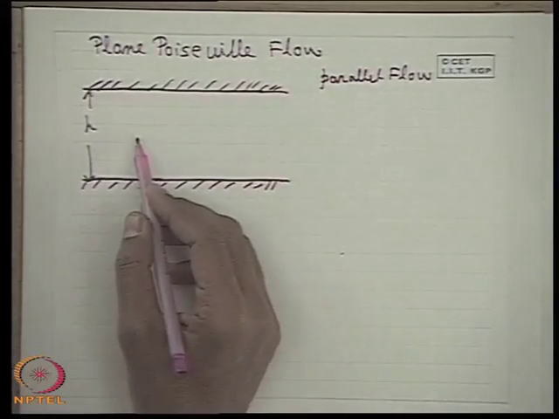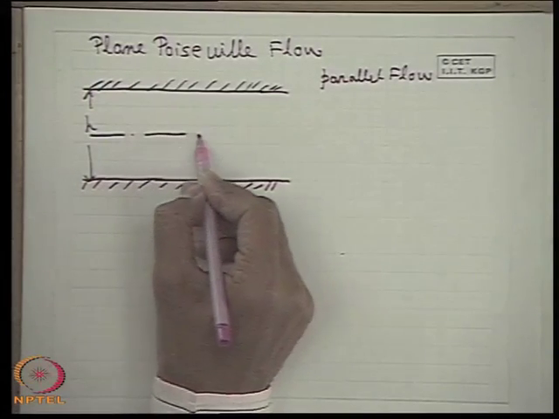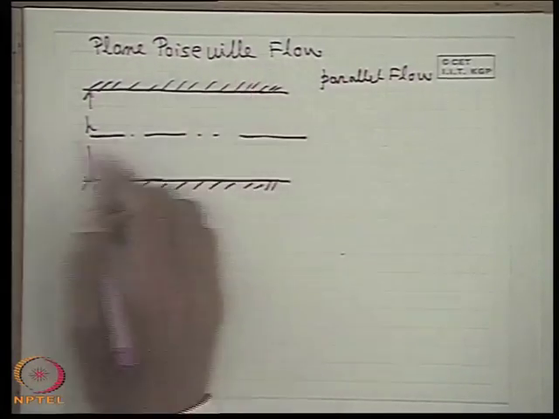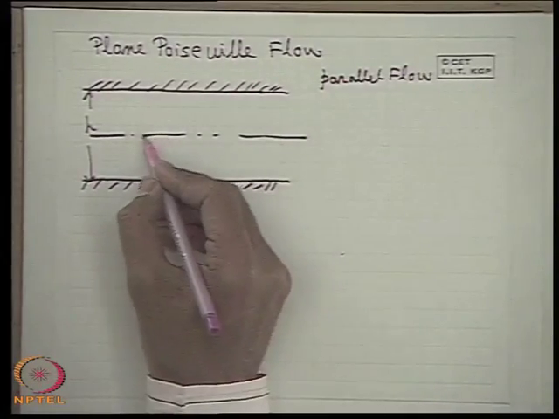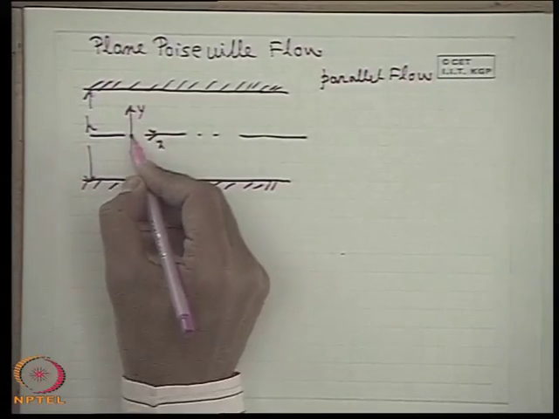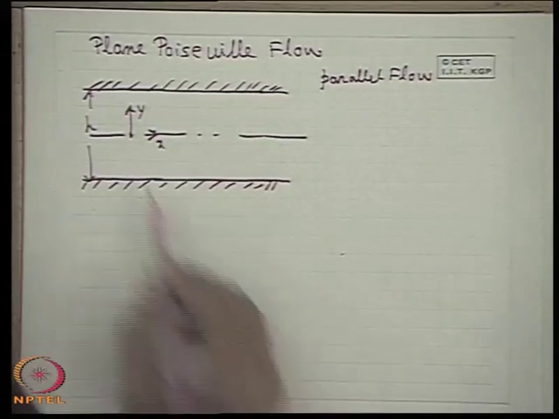So, from the symmetry of the problem, we consider the middle axis, that is the middle point between the plates, as the x direction, and we take this as y. So, this is the origin, and at any point, this is x and y.